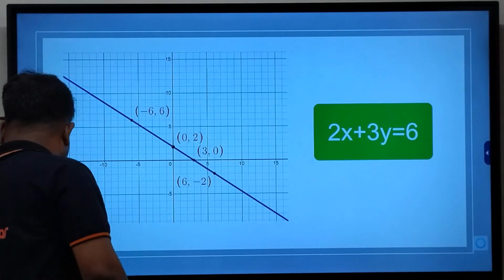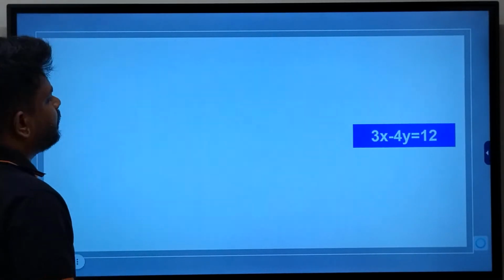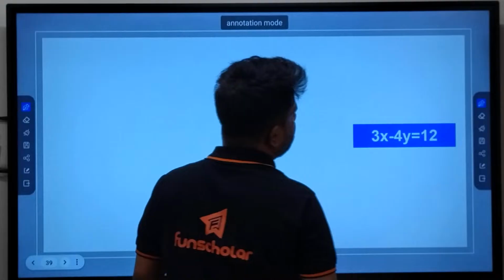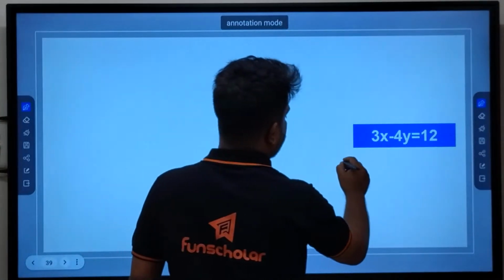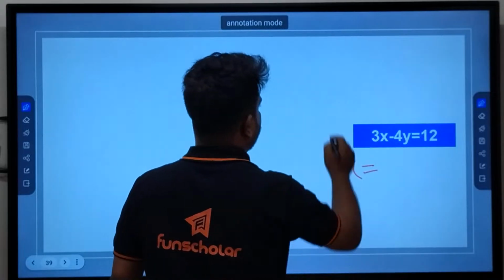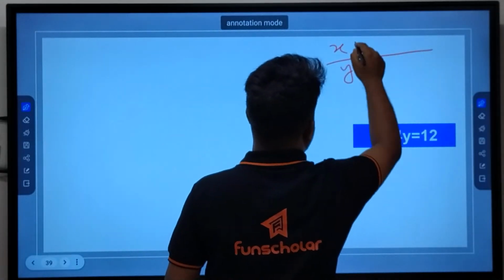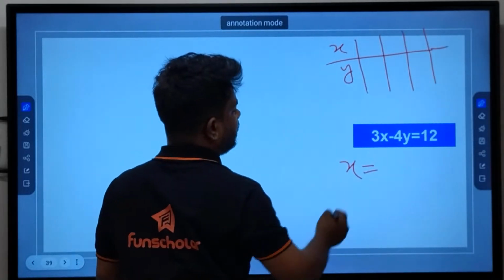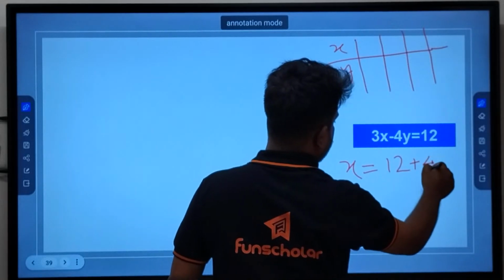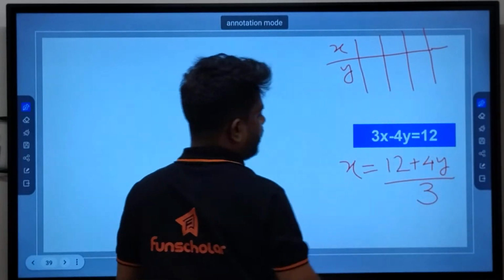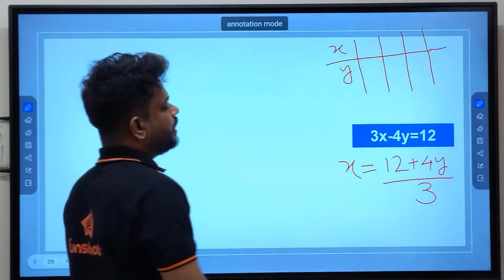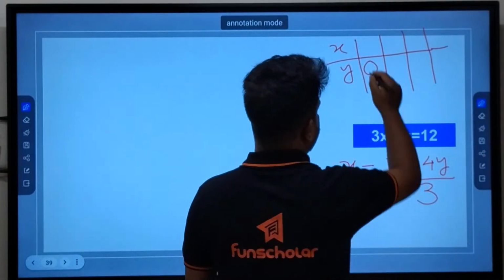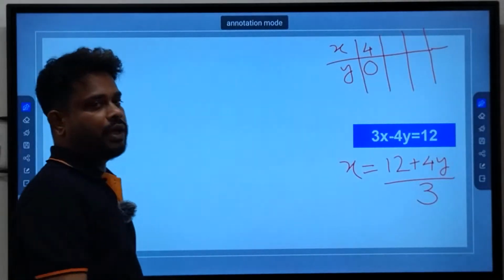Okay, so next, tell me what this equation will look like. This is 3x minus 4y equals 12. So if I want to find the value of x and y, or the points of x and y, it will be written like this. And if I put 0 in y's place, the value of x will be 4. So the first point we have already got.